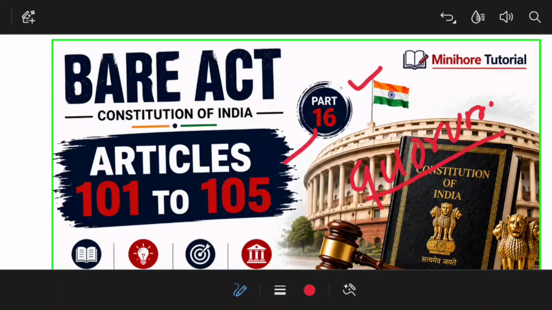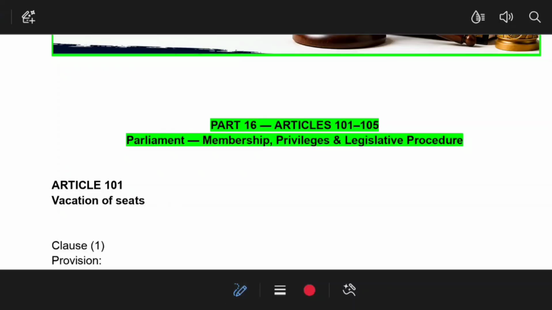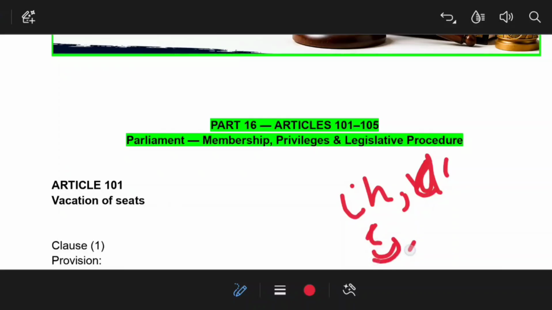Okay, now let's move forward and discuss article number 101, and this article is basically about the vacation of the seats. In my earlier videos I have talked about the vacation of the seats of the office bearers of the Rajya Sabha and the Lok Sabha. That means chairperson, deputy chairperson, and speaker, deputy speaker. But in this article we will talk about when the seat of an MP or MLA can become vacant. That means it is some sort of disqualification of the members, right?